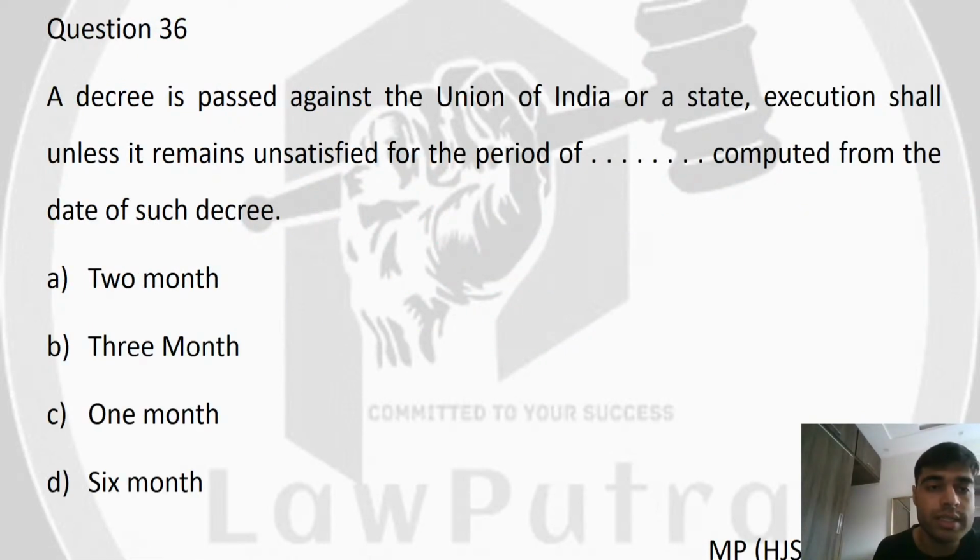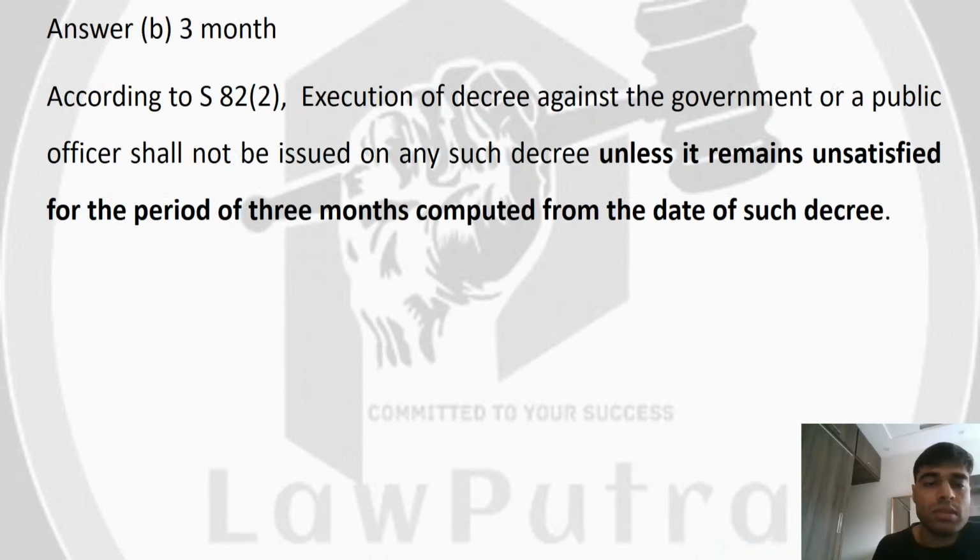Now, question 36. A decree is passed against the Union of India or state. The execution of it, the execution shall, unless it remains unsatisfied for a period of dash, computed from the date of such decree. 2 months, 3 months, 1 month, 6 months. So it says that if a decree has been passed against Union of India or state and its execution remains unsatisfied for a period of how many months computed from the date of such decree. This is given under Section 82 again. Okay, answer is 3 months.